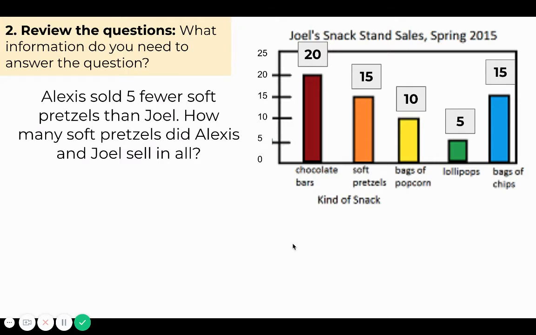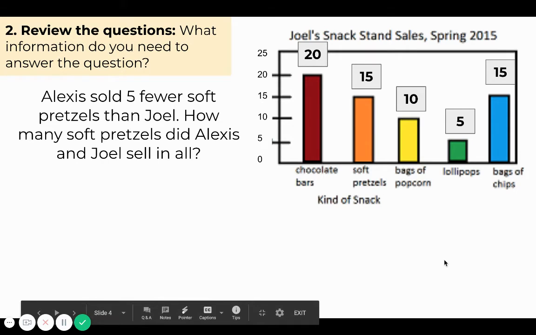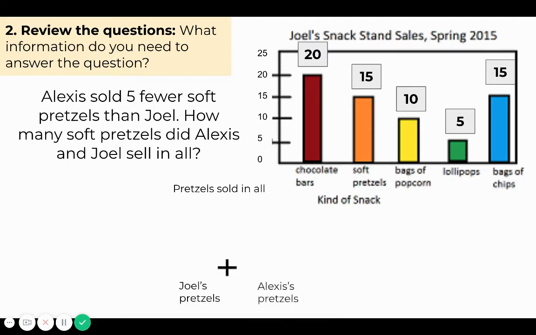Alexis sold 5 fewer soft pretzels than Joel. How many soft pretzels did Alexis and Joel sell in all? So this question asks us to figure out the pretzels sold in all. And in order to do that math, we'll need to know Joel's pretzels and add them to Alexis's pretzels to find the total number of pretzels.